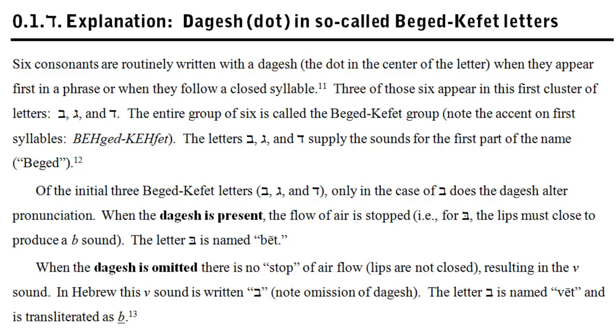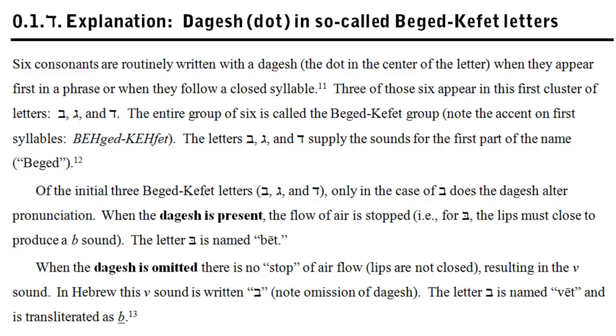These 6 consonants will take the dagesh when they appear first in a phrase or when they follow a closed syllable. We'll be explaining more about closed syllables later on, but just be aware that these are the conditions when the dagesh appears. This sort of dagesh is known as a dagesh lene, as you see in the footnote.